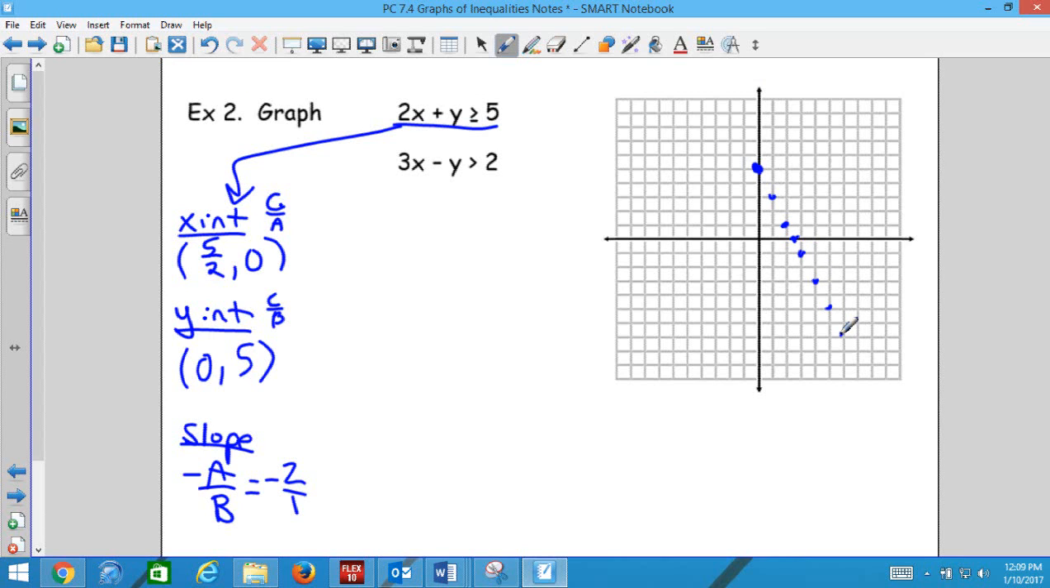Will this be a dashed line or a solid line? Solid. That one is solid because it is equal to. If it is equal to, you can actually draw the line. It is solid.